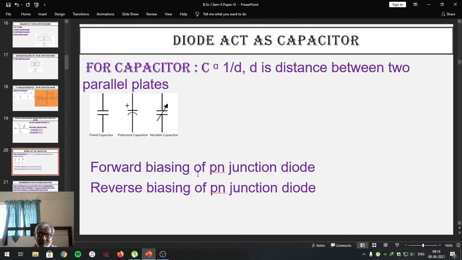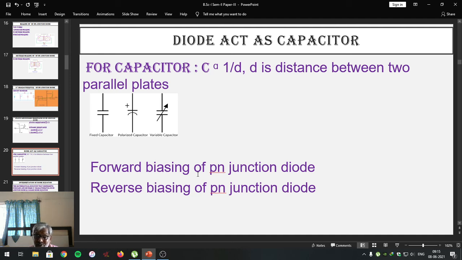In a capacitor, positive charges are on one side and negative charges on the other side, separated by a certain distance d. In a p-n junction diode, the P region is on one side and the N region on the other, separated by a depletion layer. In forward bias, it conducts current by decreasing the width of the depletion layer. In a capacitor, if you reduce the distance d, the capacitance increases.